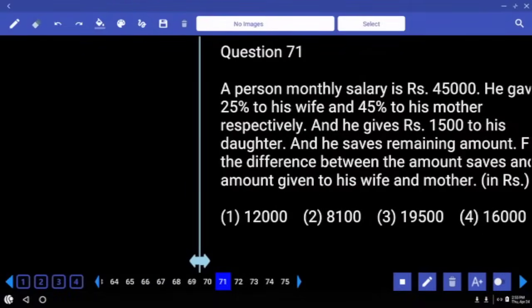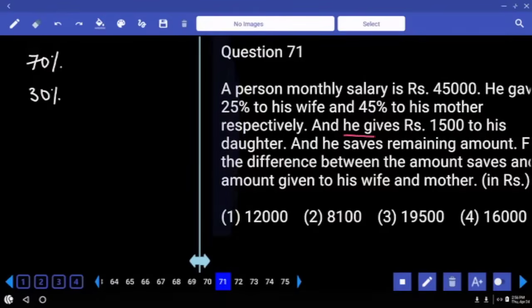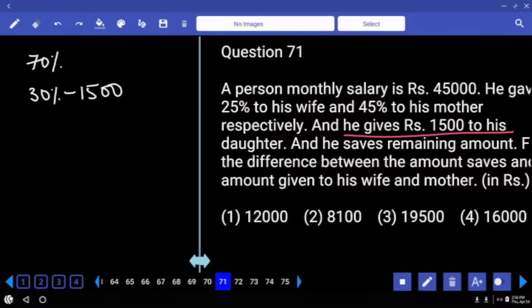How much is given to wife and mother, both together? 70% is already given. How much is left over? Out of this 30%, he gave 1,500 rupees to his daughter. Remaining amount is 30% minus 1,500. Is it okay? What is 70%?